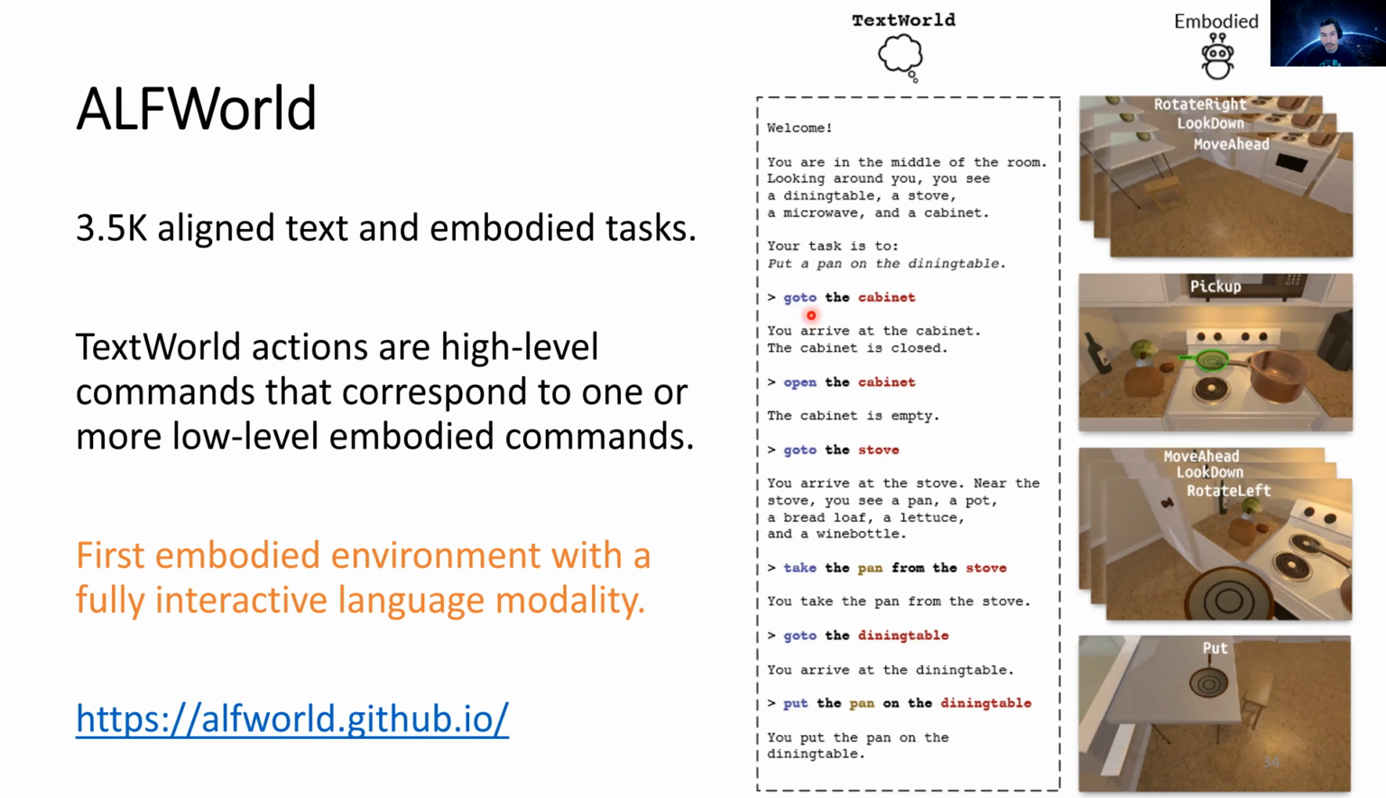Actions in TextWorld, such as the go-to cabinet action, are abstract and high level and often correspond to a sequence of low-level actions inside of the Alfred engine. So for example, to go to the cabinet, the embodied agent might need to rotate and move forward and look up or down. In contrast to other works on language grounding, ALFWorld is fully interactive, both on the language side and on the embodied side. And we believe that gives us a unique opportunity to deeply explore the equivalence between textual actions and concepts and their embodied realizations. The environment is open sourced at the link above.